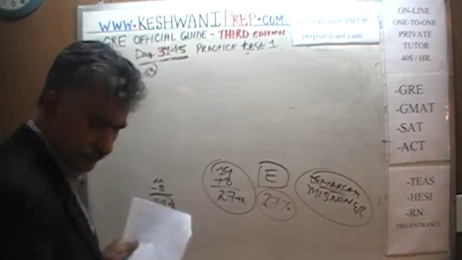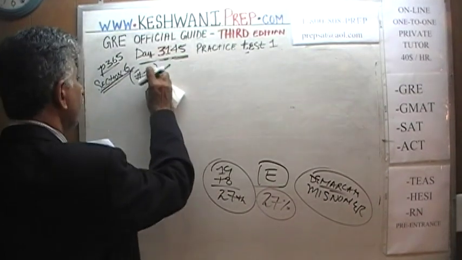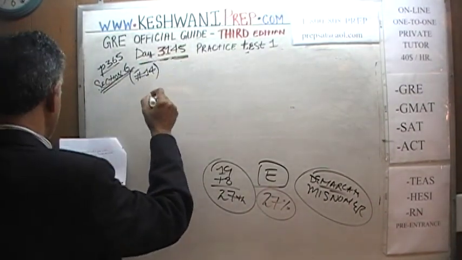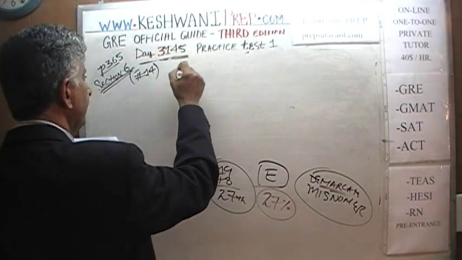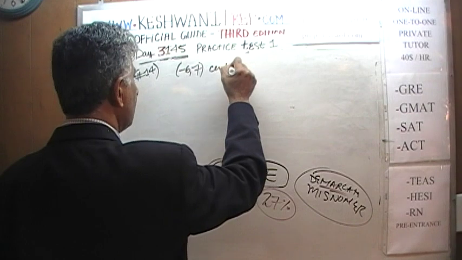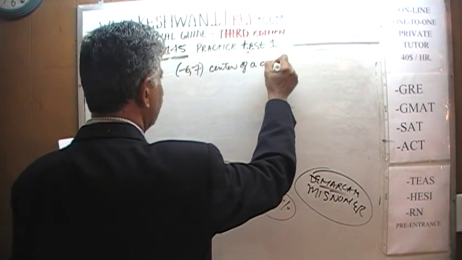Number 14. We have a point, we are told, negative 6 and 7, which we are told is the center of a circle.